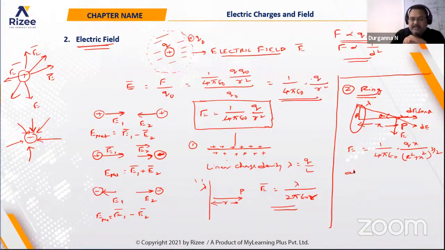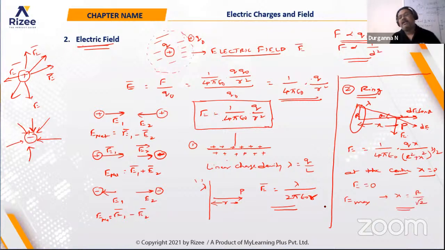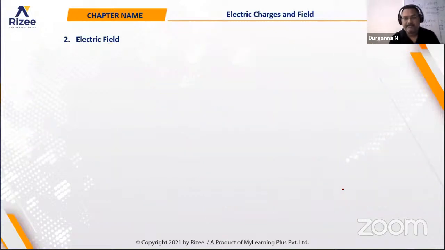At the center, x is equal to 0, so the electric field E will also be 0. And the electric field of a ring will be maximum when x is equal to R by root 2. At this particular instant, you have the maximum value of the electric field of a ring.